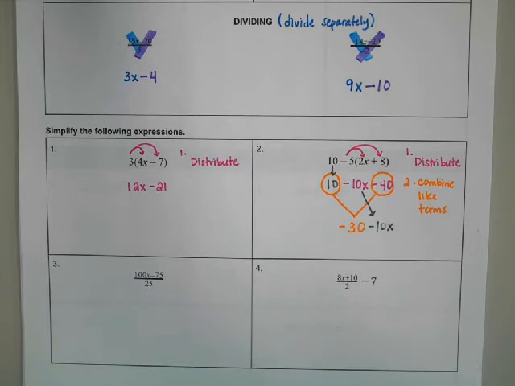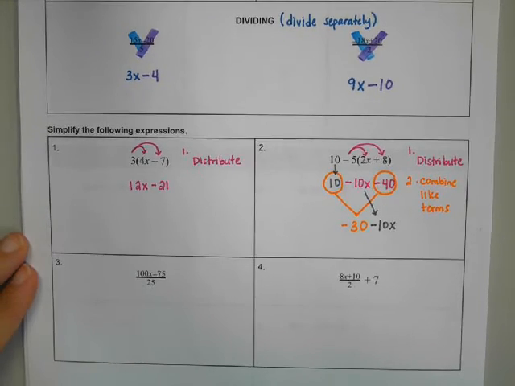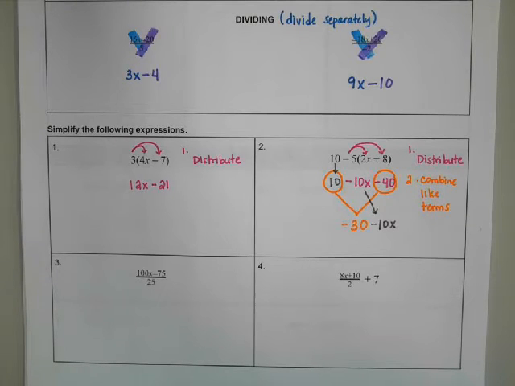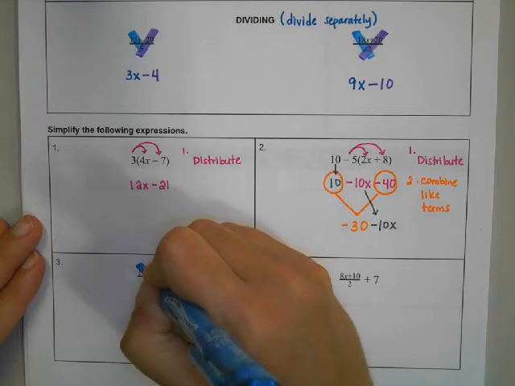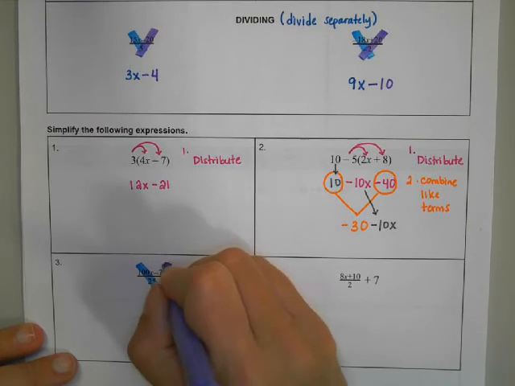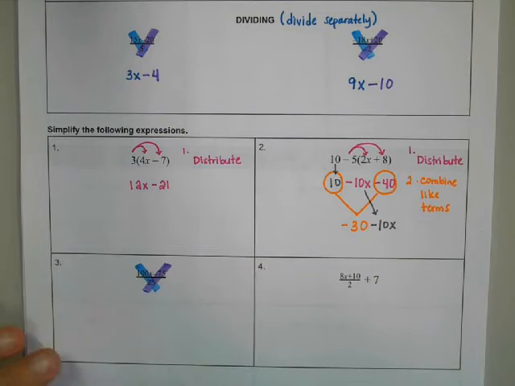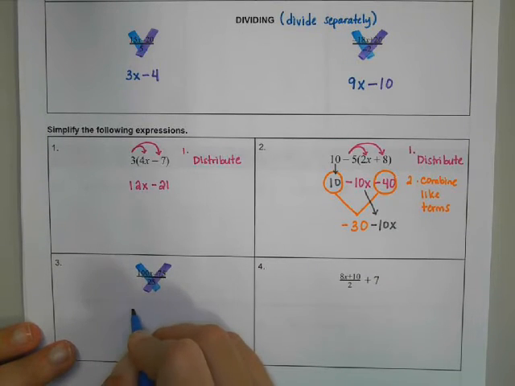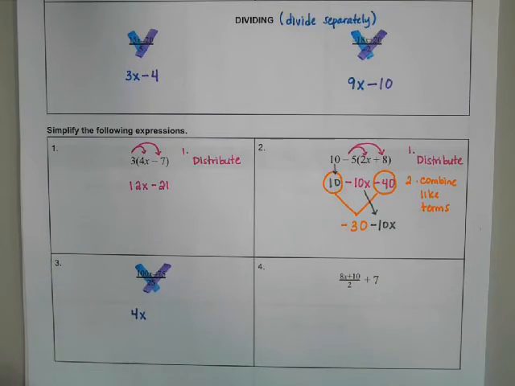Now I'm finished simplifying this expression because there are no other like terms, there's nothing to distribute, and there's nothing to divide. Let's go ahead and try number 3. So in number 3, this looks like a big division problem. So I'm going to try my dividing strategy. So 100x divided by 25, and then separately I'm also going to do negative 75 divided by 25. Now 100x divided by 25 would be 4x, and negative 75 divided by 25 would be negative 3.